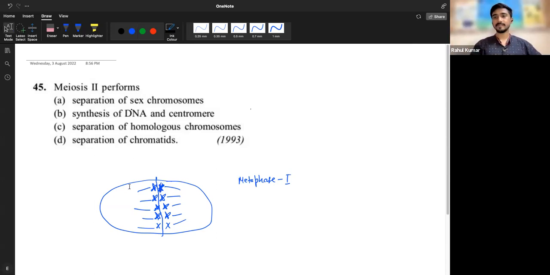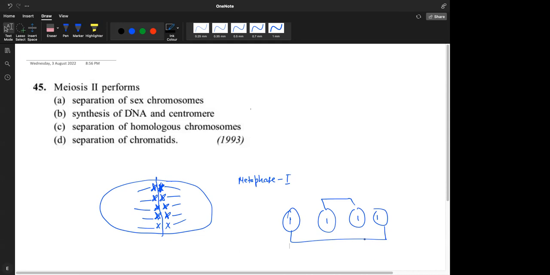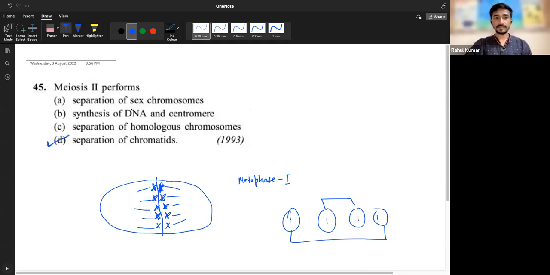You understand? So that finally at the end, when you make 4 haploid cells, each haploid cell will have just 1 chromatid, 2 of which will be recombinants and 2 of which will be parental combination. Remember we did this in the last class? Yes. So in meiosis 2, separation of chromatids happens, whereas in meiosis 1, separation of homologous chromosomes happens. Is it clear?